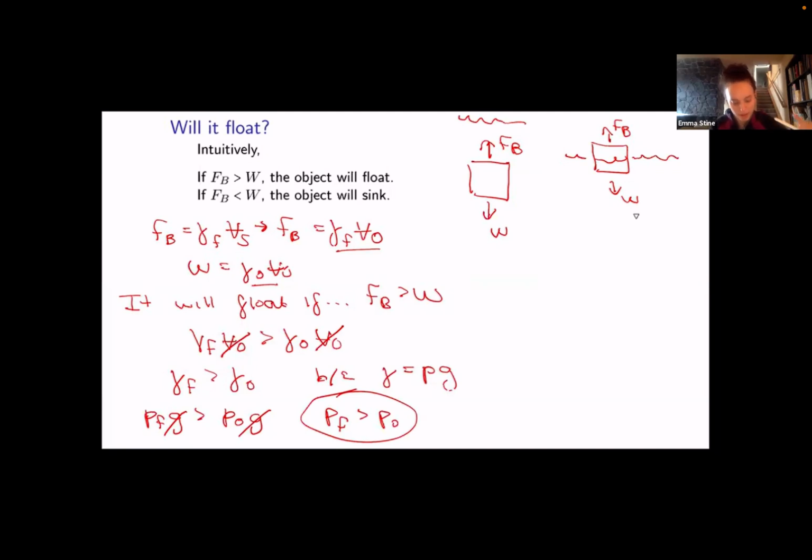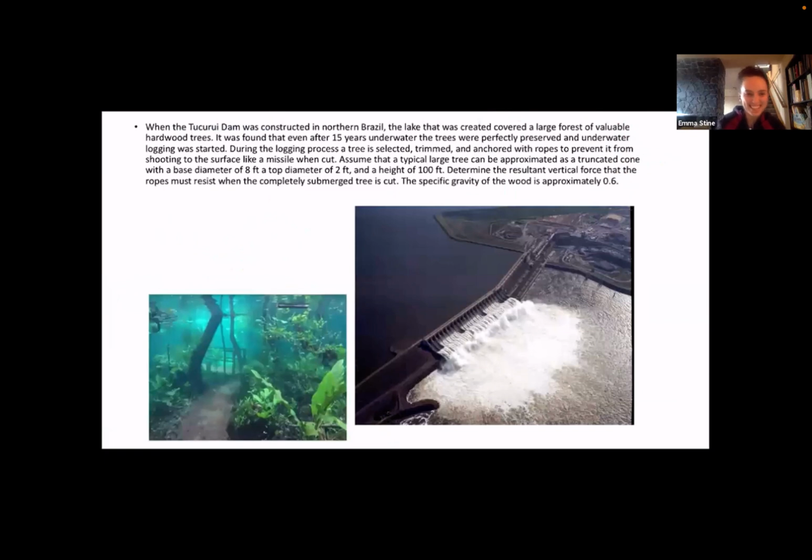I'm going forward. Okay, we're going to do an example that Alexi thinks doesn't make any sense, but it does make sense and it's cool. So, when the Tucuruí Dam was constructed in northern Brazil, the lake that was created covered a large forest of valuable hardwood trees. It was found that even after 15 years, the underwater trees were perfectly preserved and underwater logging was started. During the logging process, a tree is selected, trimmed, anchored with ropes to prevent it from shooting to the surface like a missile when cut.